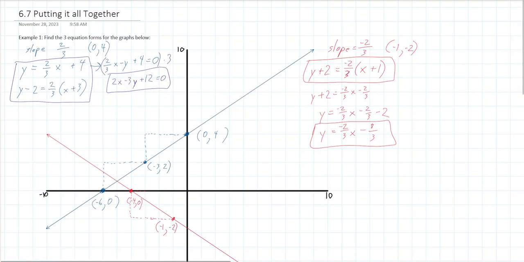Okay, now we can switch this to general form. So we're going to do that by moving it this way, where the y goes over. Actually, let's move everything else over instead. So it's 2 over 3x plus y plus 8 over 3, excuse me, equals 0. Now we're going to multiply the entire thing by 3. So we're going to have 2x plus 3y plus 8 equals 0. And that is our general form and our last of the 3 forms.